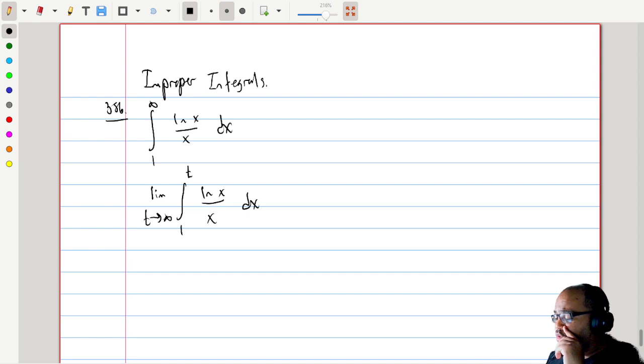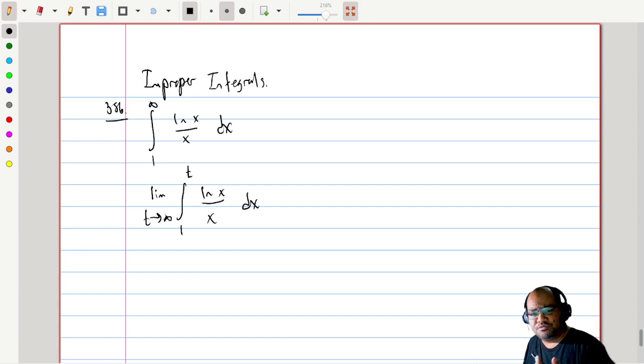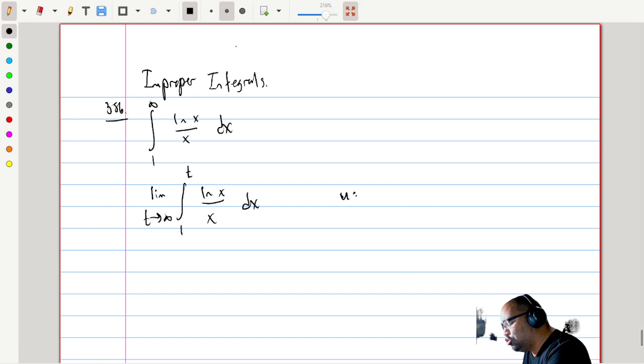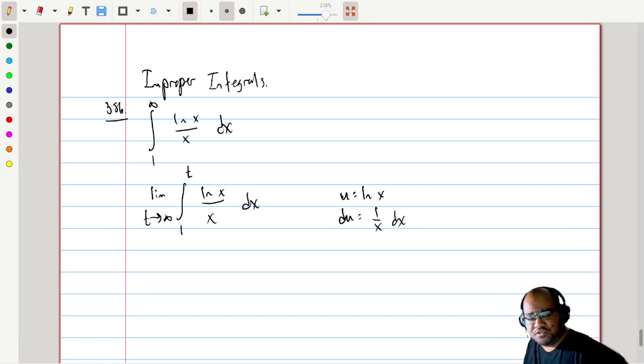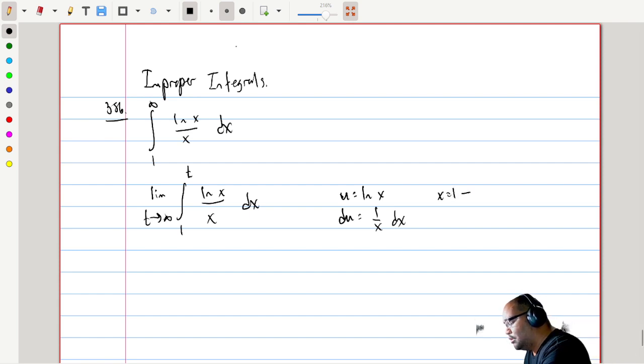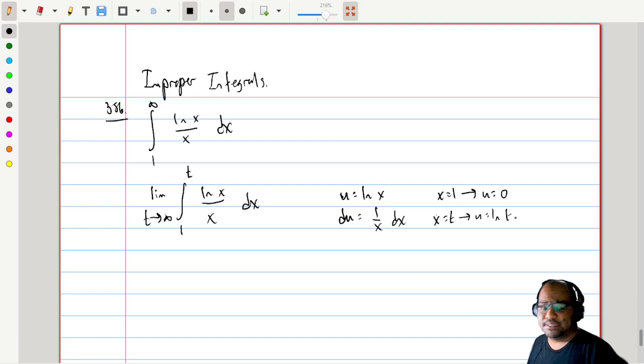If I set x equals e to the y, I get y times e to the minus y. Yeah, that's possible if you do a substitution that way and do parts, but the more natural substitution here is to set u equal to log of x. And so du is 1 over x dx. And remember, when we change variables, we change limits, okay? So when x is 1, u is log of 1, which is 0. And when x is t, u is just log of t. Okay, so just usual substitution rules.